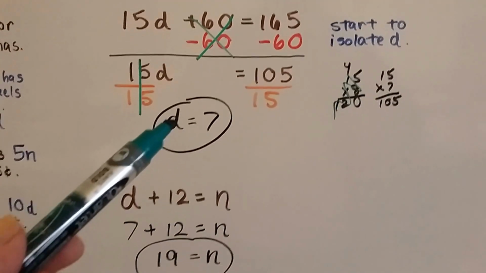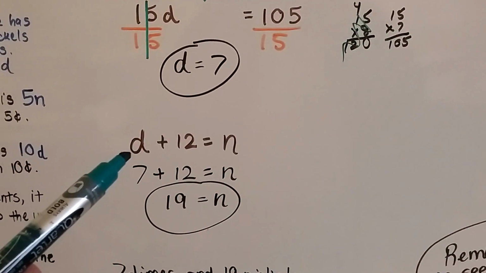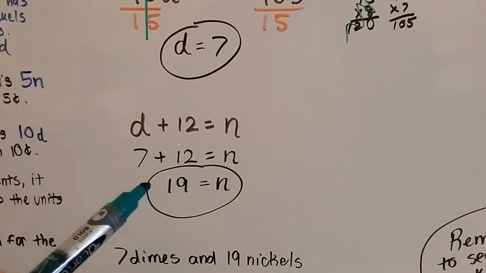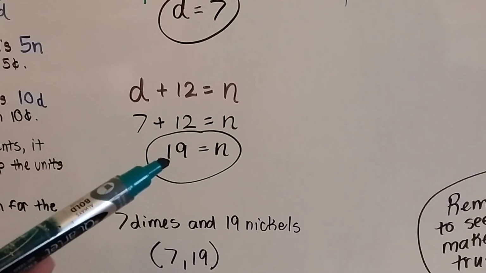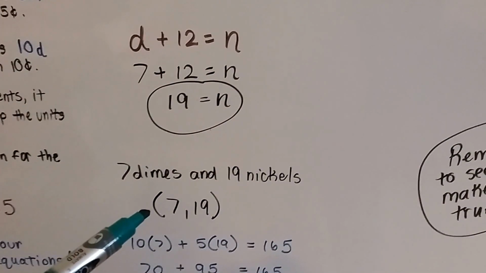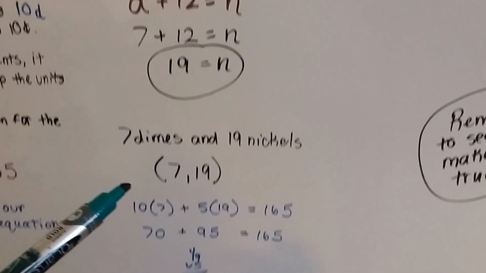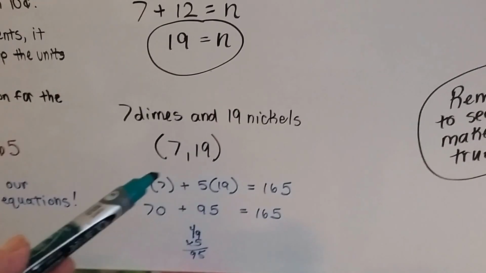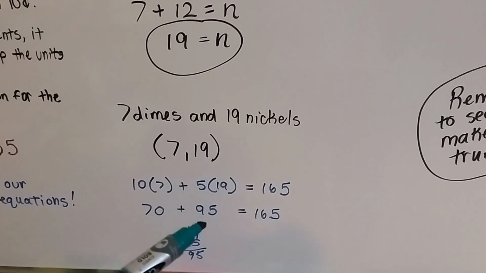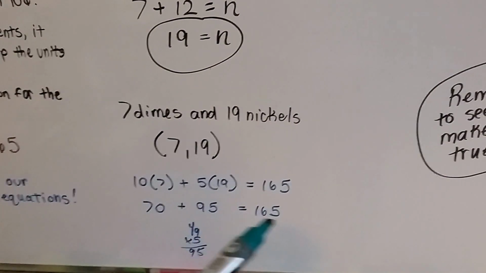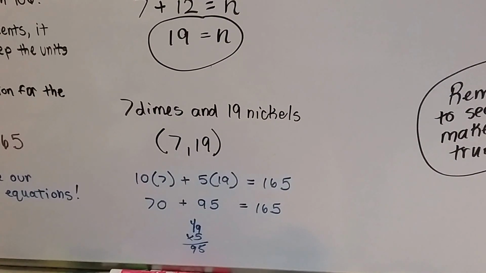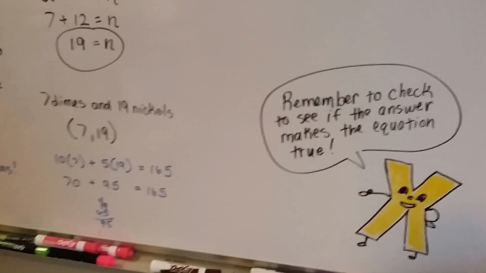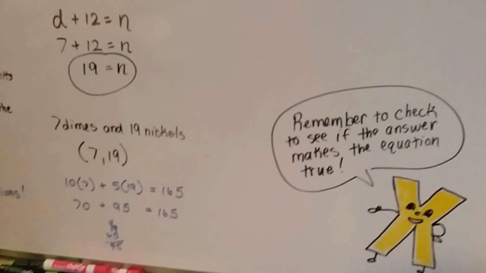So now we can just plug in D as 7 into the first equation. D plus 12 equals N, so 7 plus 12 equals N, so 19 equals N. So now we know that D is 7 and N is 19. And we know there's 7 dimes and 19 nickels. When we plug these into the equation, we have 10 times 7 is 70, plus 5 times 19 nickels is 95 cents. And 70 and 95 equals 165. So it worked. It's true. Just remember to check to see if the answer makes the equation true, and you'll know you did it correctly.